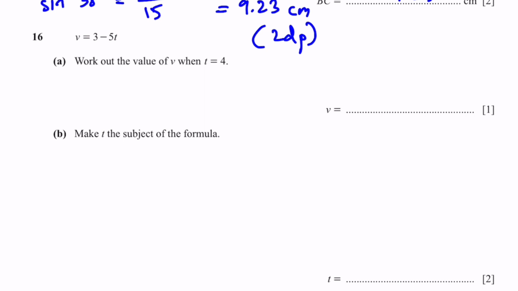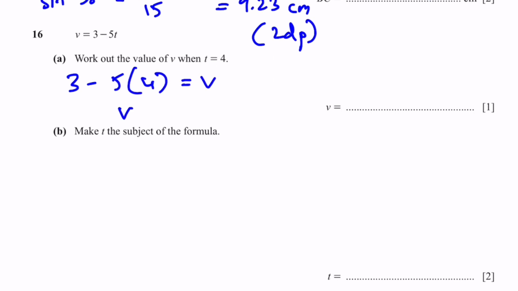Question 16. V equals 3 minus 5t. A. Work out the value of V when t is equal to 4. Value of V when t equals 4, just substitute. 3 minus 5 into 4. That's equal to V. V is equal to 3 minus 20, which is negative 17. That's the answer.